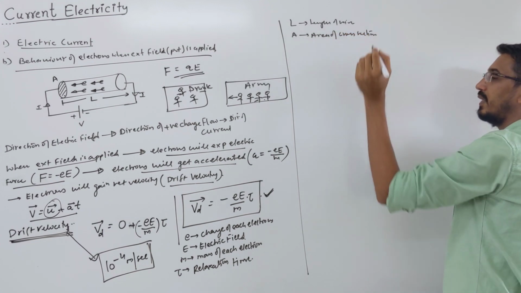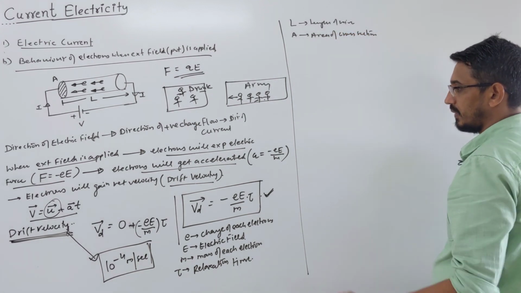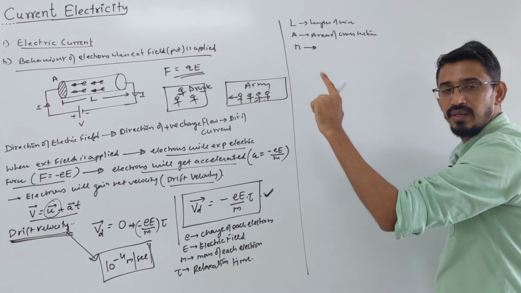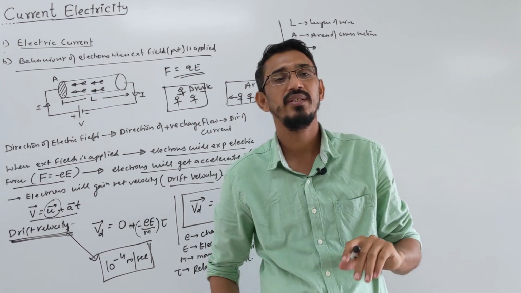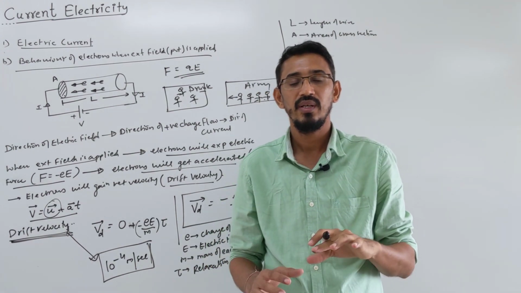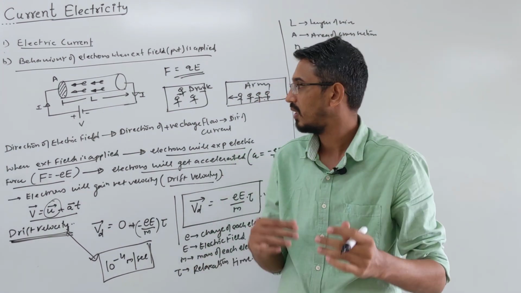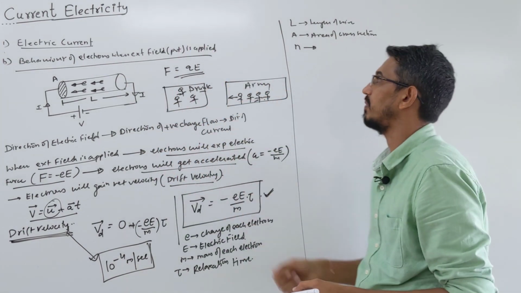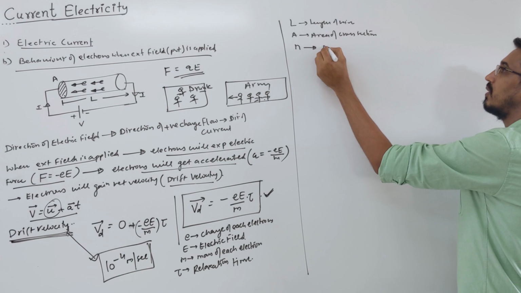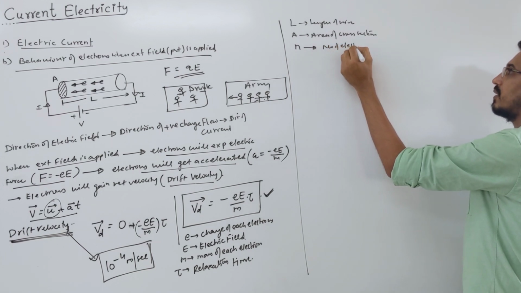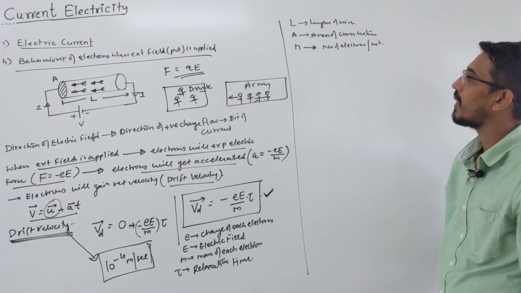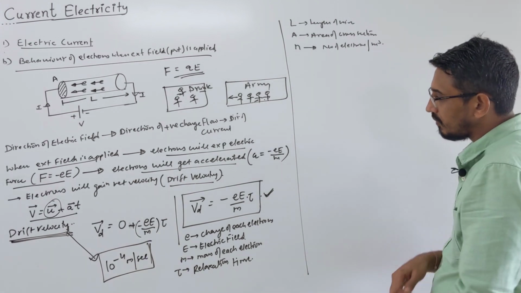Let me write a few more terms. Small n, this term we already learned in the last chapter in semiconductors. It is the number density, right? How many charges, or how many electrons or holes, per unit volume. That we represent by the symbol n. So small n is the number of electrons per meter cube, the density of the electrons.